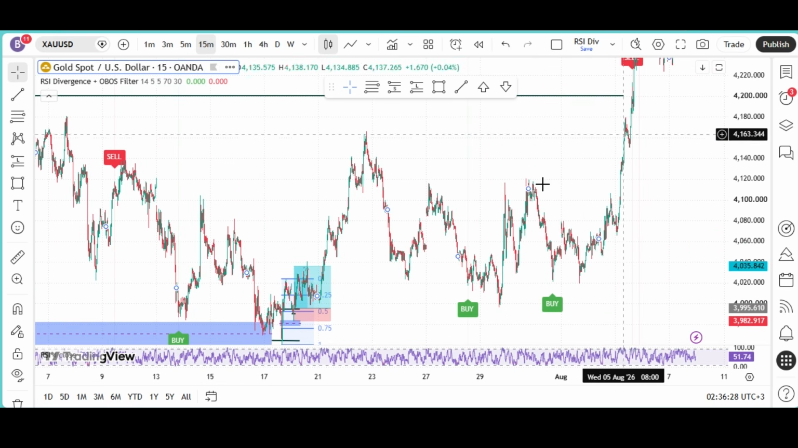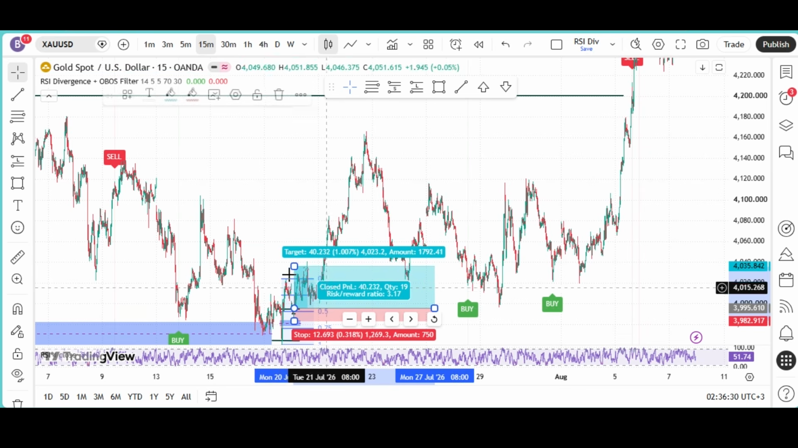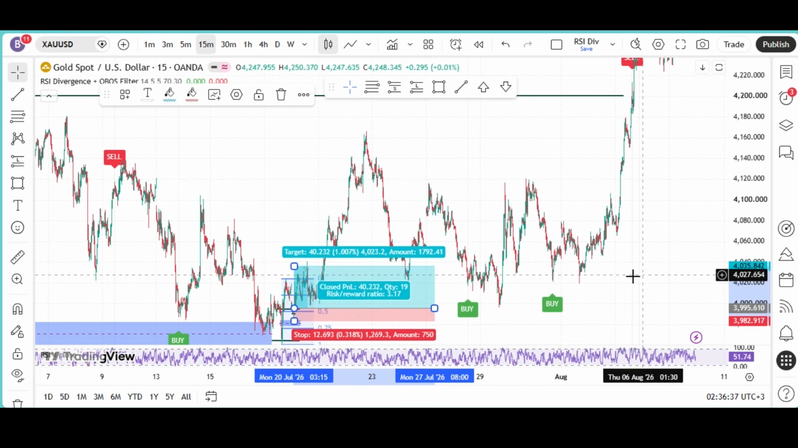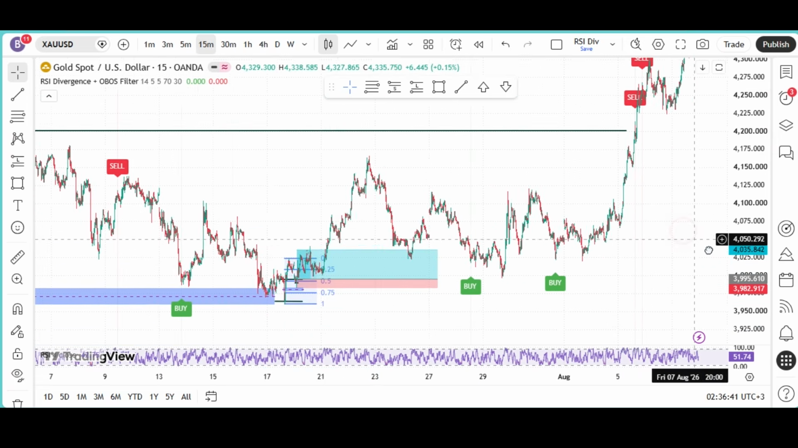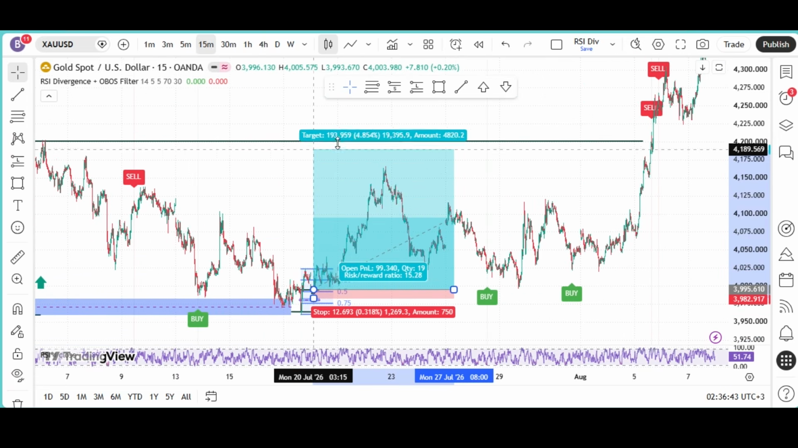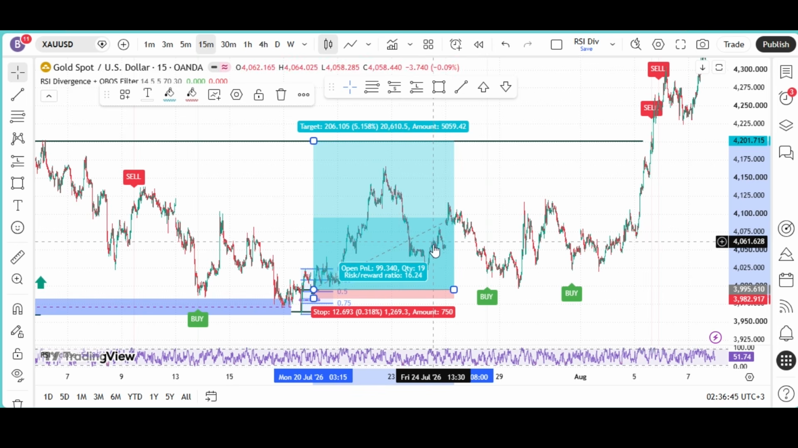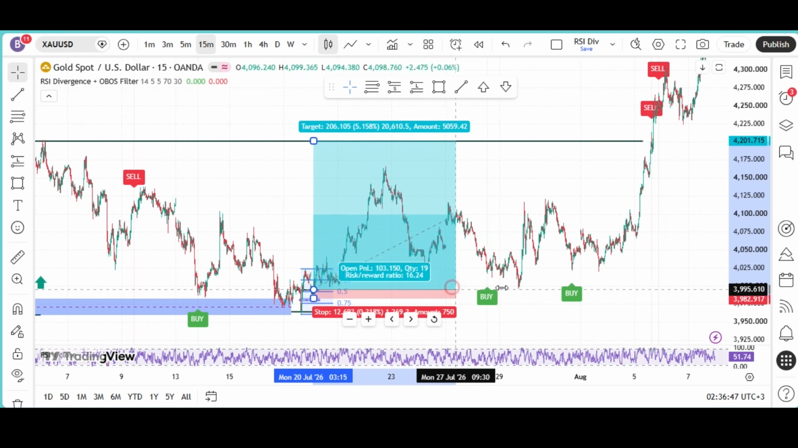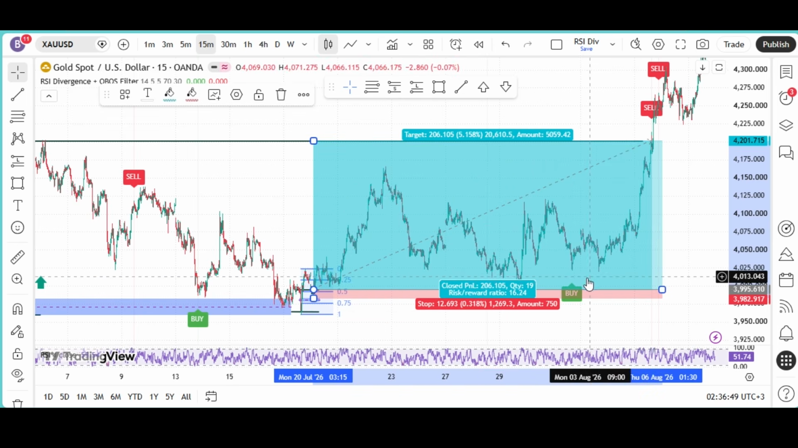This setup ran for almost 2 weeks. So this is from Monday, July 20th of 2026, and now we are in August, the 5th of August 2026. So you can see it's almost 2 weeks, and price has been moving nicely. Up to that level you get a 16.6 R.